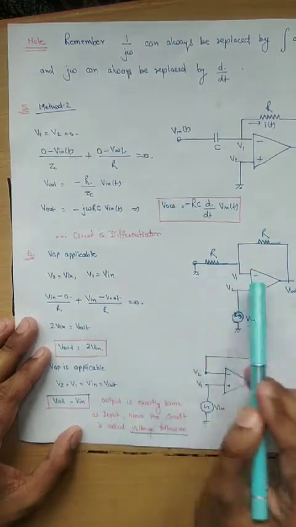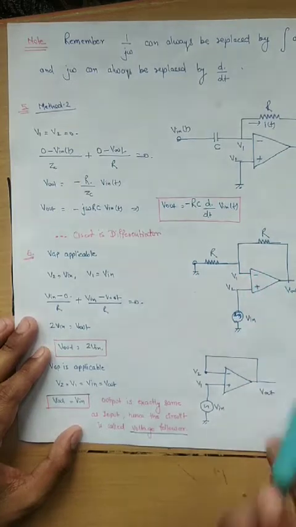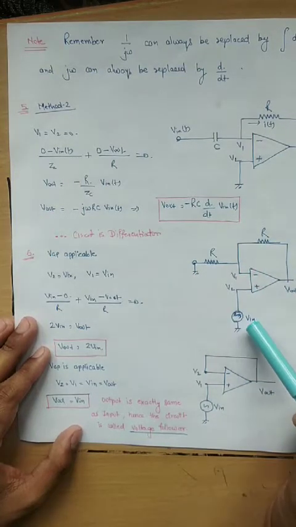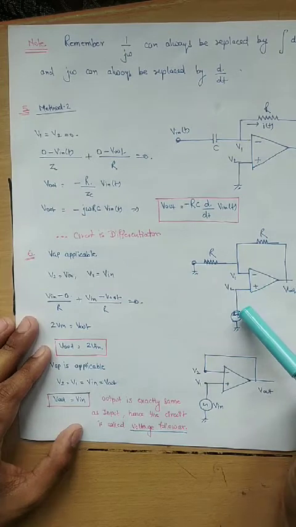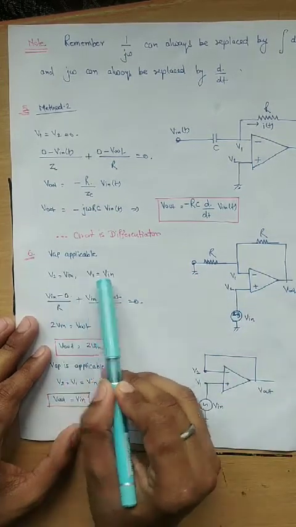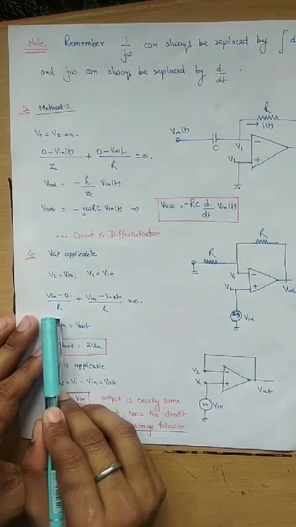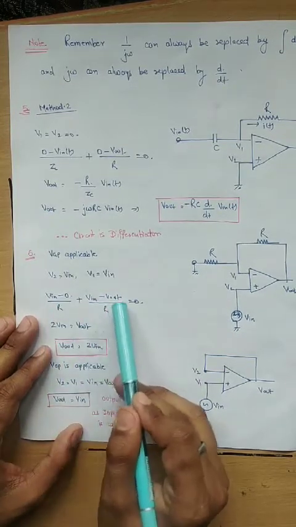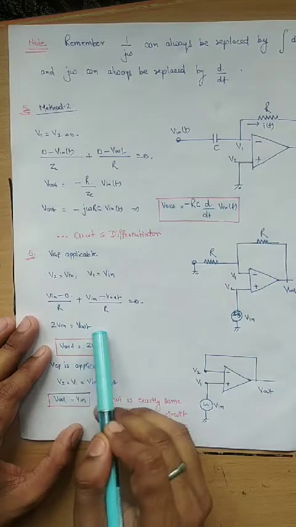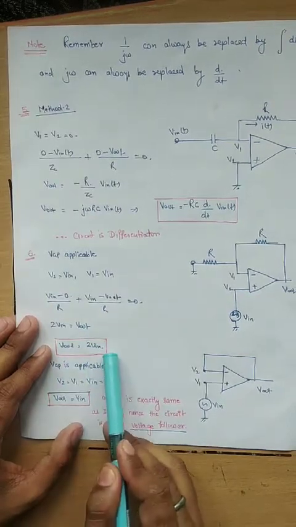Now let us apply this. First, VGP is applicable, yes. It means V2 is equal to V in, and V1 is equal to V2. So V1 is equal to V2 is equal to V in. Apply nodal: (V in minus 0) by R, plus (V in minus V out) by R, equals 0. So 2 V in is equal to V out. V out is equal to 2 V in.